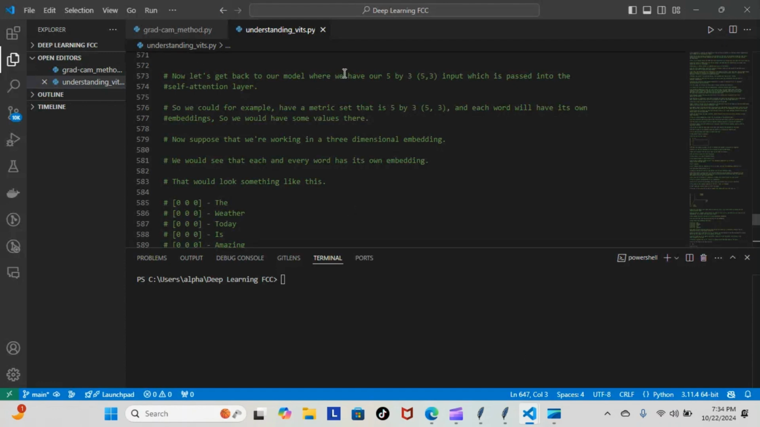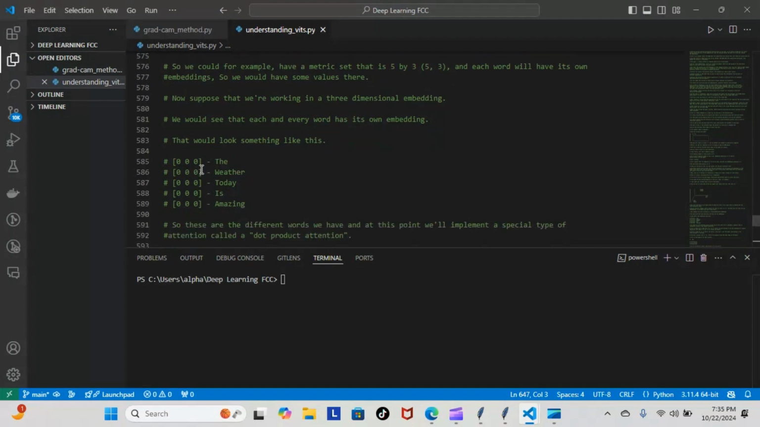Now let's get back to our model where we have our 5x3 input, which is passed into the self-attention layer. So we could, for example, have a matrix that is a 5x3. Each word will have its own embeddings, so we would have some values there. Now, suppose that we're working in a three-dimensional embedding. We would see that each and every word has its own embedding. That would look something like this. So you can see these are the words here, and these are the embeddings. So this is our 5x3. As you can see, 1, 2, 3, 4, 5 by 3.